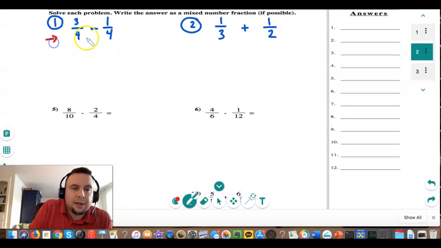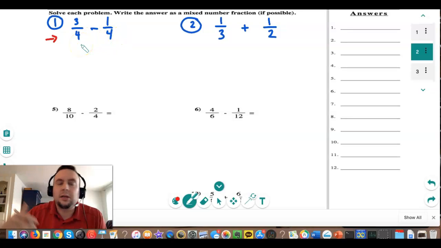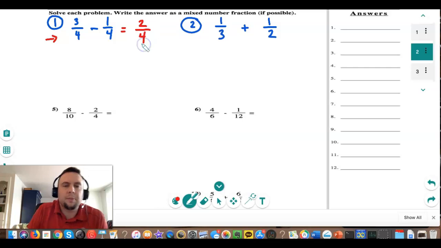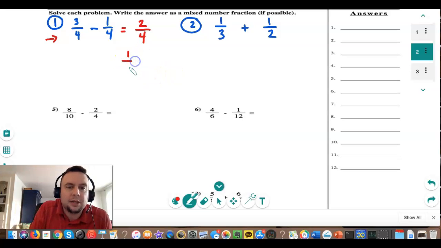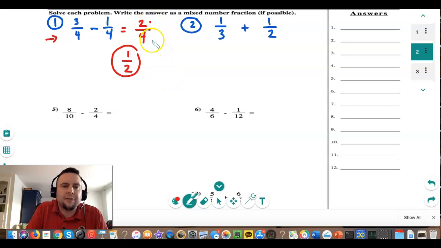We have a common denominator, right? 4. So if we have 3/4 of a pizza minus 1/4 of a pizza, we have 3 minus 1 gives us 2/4 of a pizza, 2 out of 4. But really, 2/4 is the same as 1/2. So we have half our pizza left over, right? If you do some simplifying here, divide by 2 on the top, divide by 2 on the bottom, you got your 1/2.